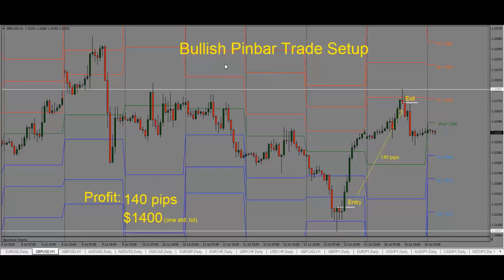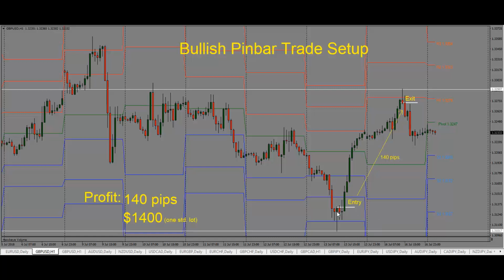Here we're looking at a bullish pin bar trade setup. This is the pound US dollar 1 hour chart. A bullish pin bar trade setup is just a single candlestick setup where we see price come into a support level and then it bounces off of that support level and we get a large wick here. So this wick in the bottom, and we usually have a small candle body, and generally with a bullish pin bar I like to see a green candle body.